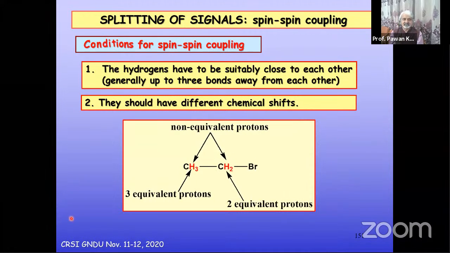So the second condition is that they should have different chemical shifts. That means equivalent protons do not split each other. They do not couple with each other. Only the non-equivalent protons couple with each other.